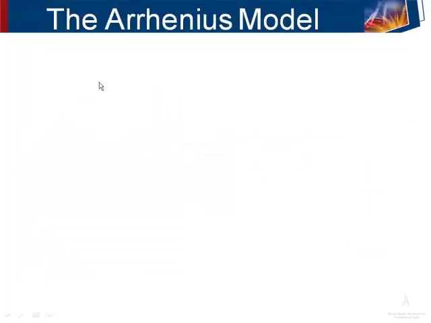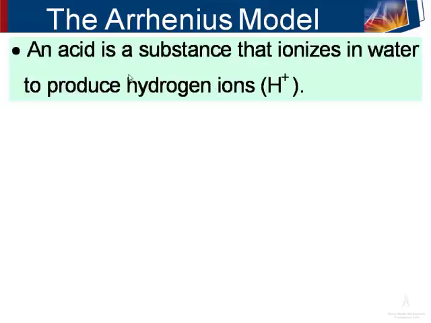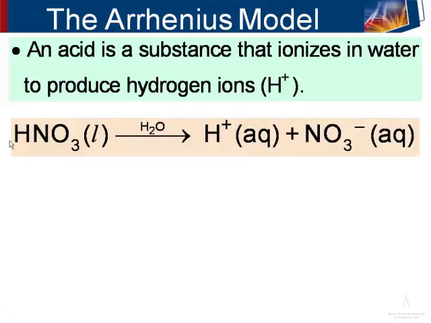There are two models that are used to explain the behavior of acids and bases. One model is called the Arrhenius model, and the other one is the Lowry-Bronsted model. Let's start by looking at the Arrhenius model. According to this model, an acid is a substance that ionizes in water to produce hydrogen ions, H+ ions. Here's an example. If we take nitric acid, when you put it in water, it ionizes to form the H+ ions and of course the nitrate ion. So this would be an acid by using the Arrhenius model.